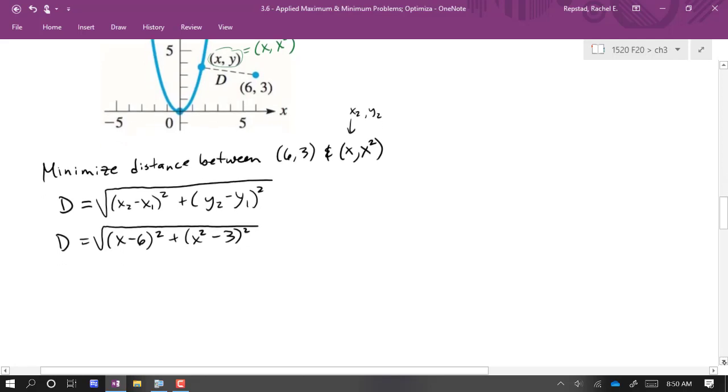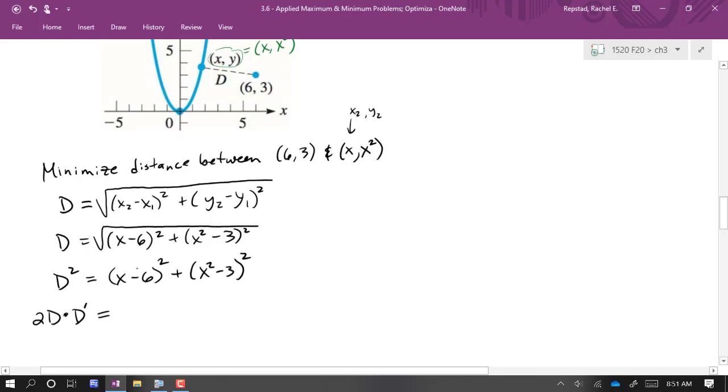So I'm actually going to square both sides so that d squared is equal to (x minus 6) squared plus (x squared minus 3) squared. And now I'm going to take the derivative with respect to x. When I take the derivative on the left side, we have 2d times d prime. You could write that as 2d times dd dx if you want. But that's the chain rule at work, right? That implicit differentiation chain rule.